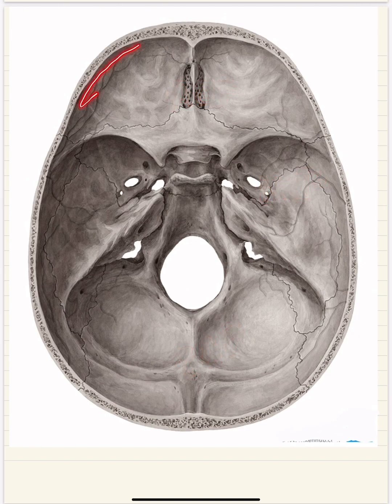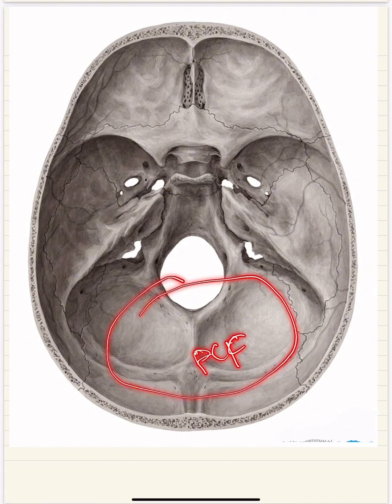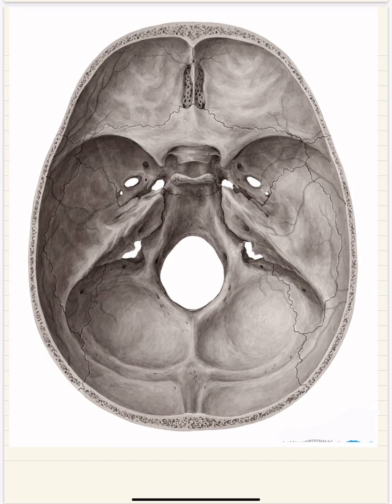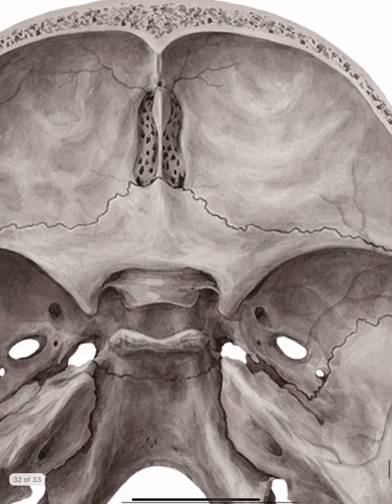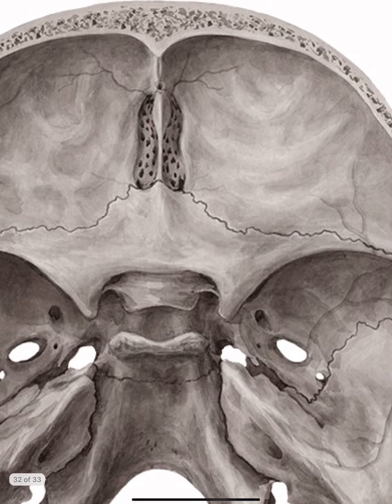Anterior cranial fossa is bounded anteriorly by the frontal bone and posteriorly by the sphenoid bone. Middle cranial fossa is bounded anteriorly by the sphenoid bone and posteriorly by the petrous part of the temporal bone. And here is our posterior cranial fossa, which harbors the foramen magnum. So let's dig into more details of the anatomy of our skull.